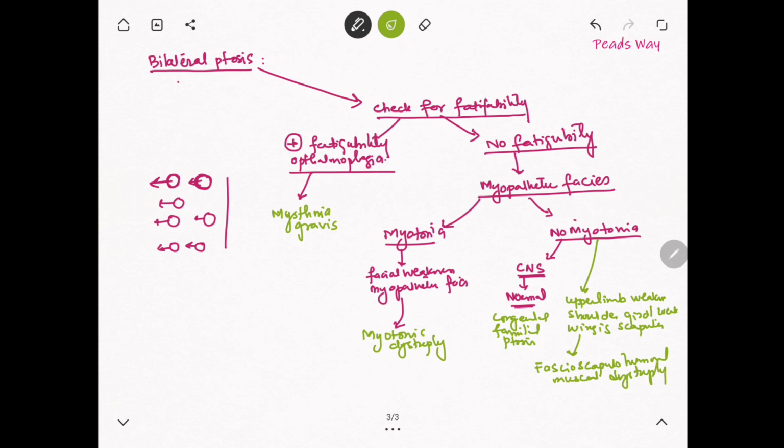Now it's simple. You check for fatigability. Fatigability is positive, ophthalmoplegia is positive, go for myasthenia gravis. No fatigability, check for myopathic facies. If there is myotonia, myotonic dystrophy. If there is no myotonia, check for CNS examination. CNS examination is normal, it's congenital familial ptosis. If on examination you find decreased power or weakness of upper limb or shoulder girdle or winging of scapula, it is facioscapulohumeral.